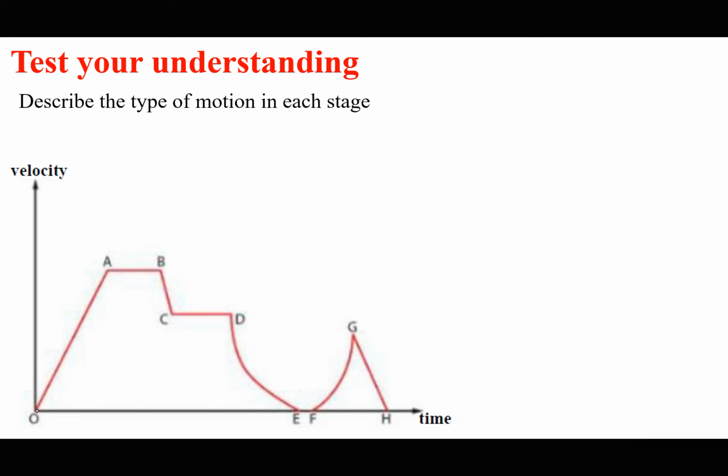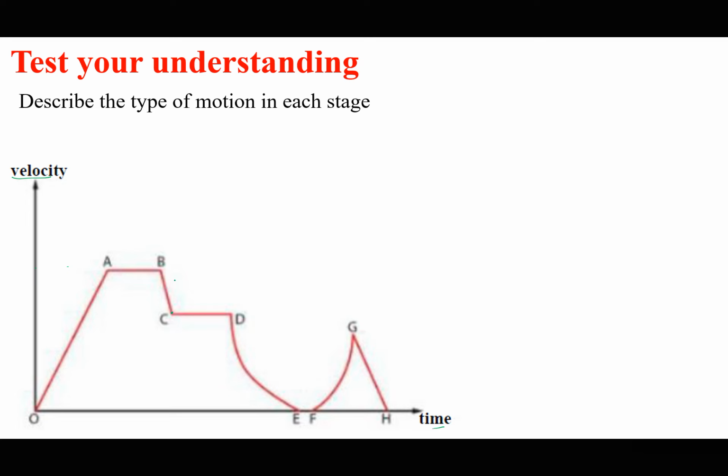So between O and A, it is a straight line. Remember, this is a velocity against time. A straight line means uniform or constant acceleration. So this is uniform acceleration. O to A is uniform acceleration because the gradient is constant and not zero. A to B, the gradient is constant and zero, and it is a horizontal line. So it means the velocity is constant between A and B, uniform velocity or constant velocity.